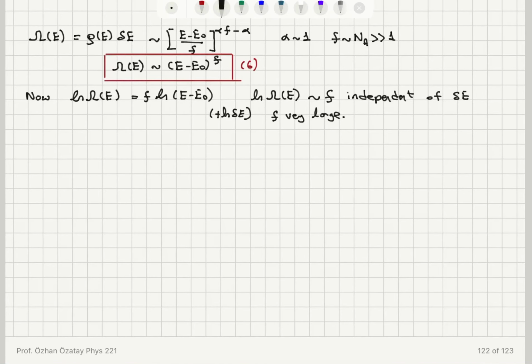Therefore, we can just say the natural logarithm of the number of accessible states at the energy interval E to E plus delta E is scaling with the number of degrees of freedom. And this is true for E not equal to E0. If we are at the ground state energy, you would have the natural logarithm blowing up. So that relationship is only valid for an excited state energy of the system.